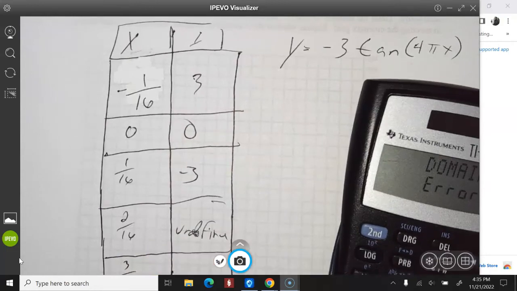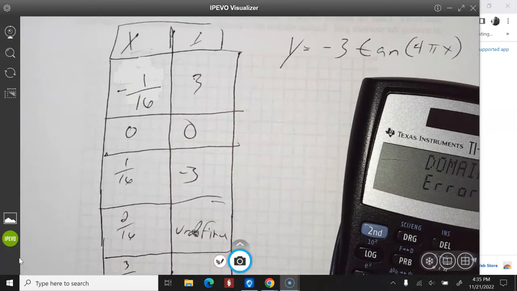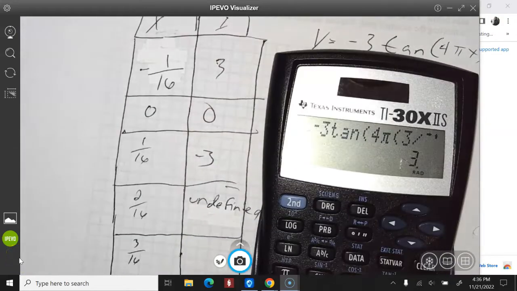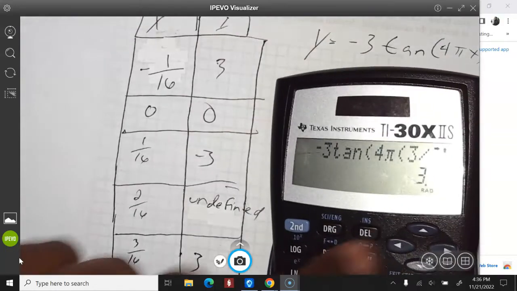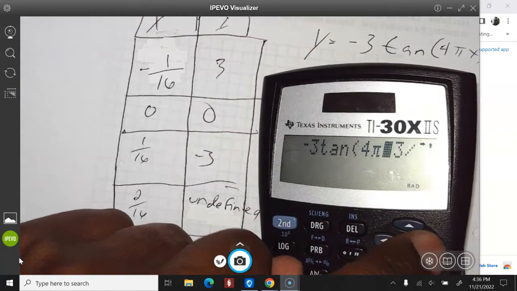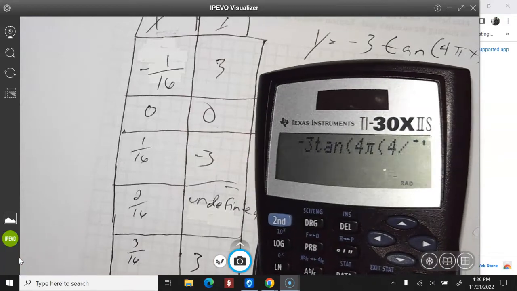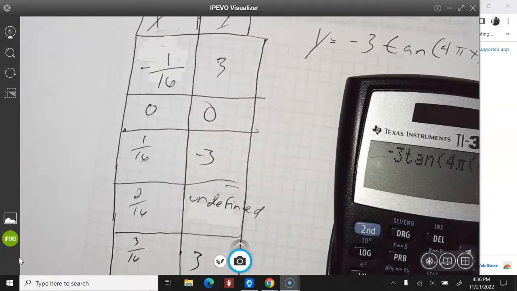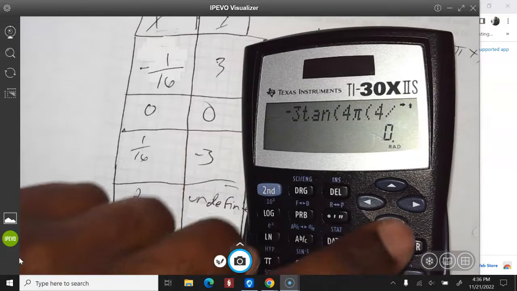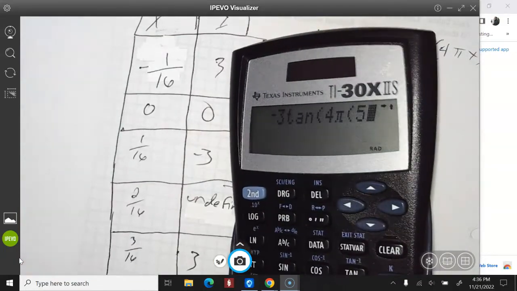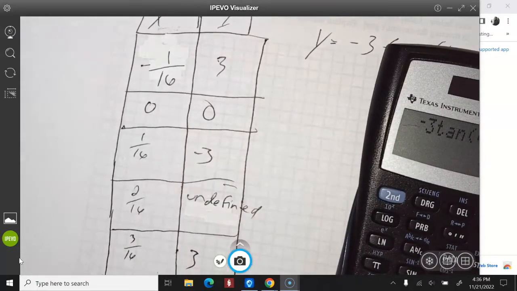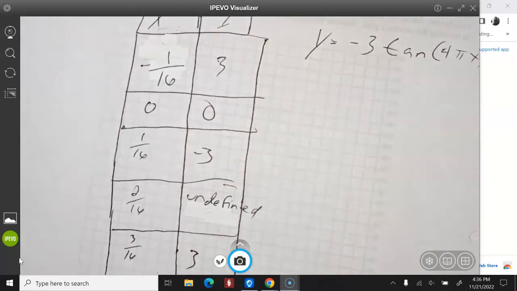I've seen enough to know what the pattern is going to be. Well, let me go one more number over just to make sure. When I plug in 3 over 16, the output was 3. For 4 over 16, I'd bet the output is 0. Plug in 4 there. Output is 0. 5 over 16 should be at negative 3. Plugging in 5 there, and there it is at negative 3. I see enough to figure out the pattern to finish graphing it.